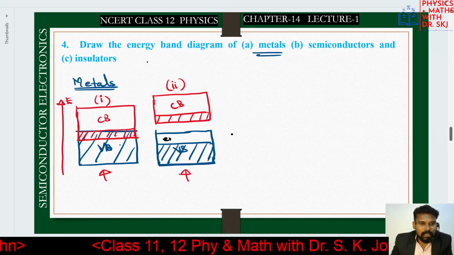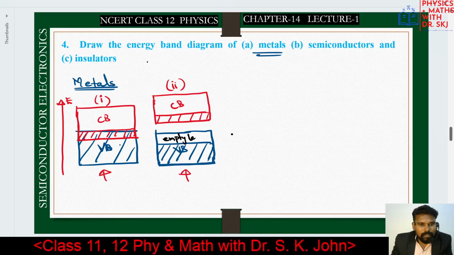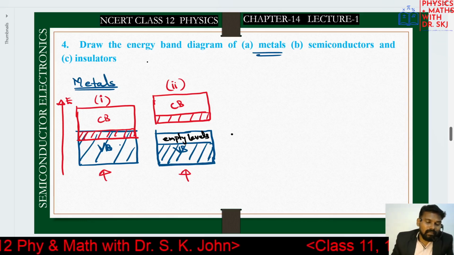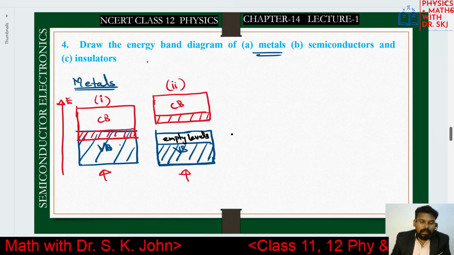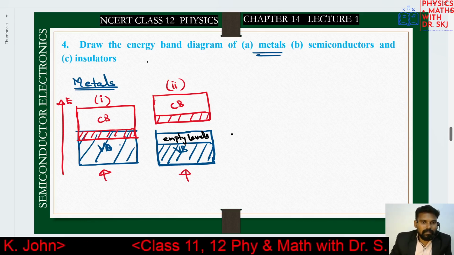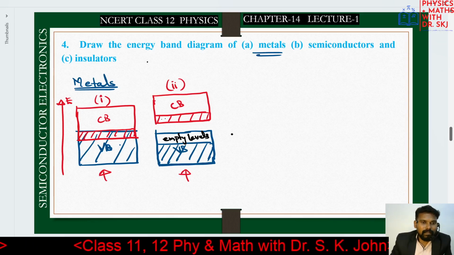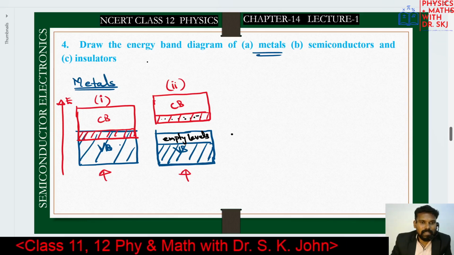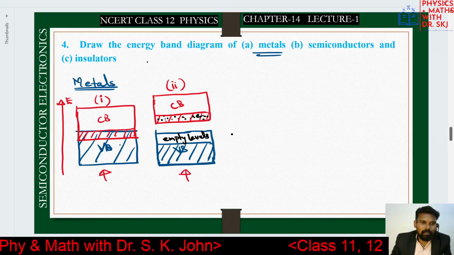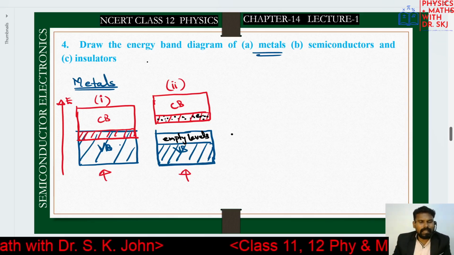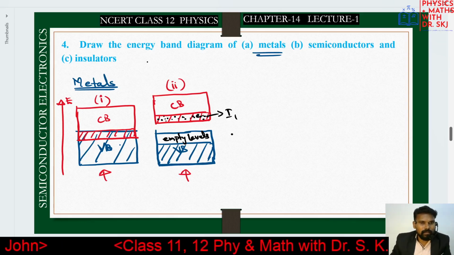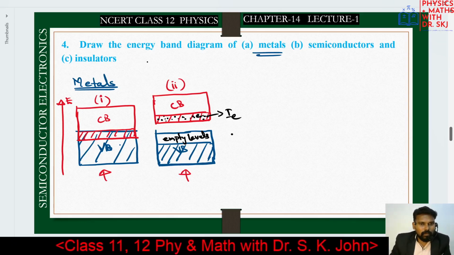There are some empty levels in the valence band. Empty levels means they will help for the conduction. The conduction band, these are the electrons which are free. So there are some electrons in the conduction band, means they can conduct, they can move, that will produce a current due to the flow of electrons.